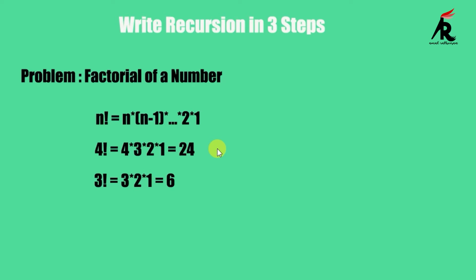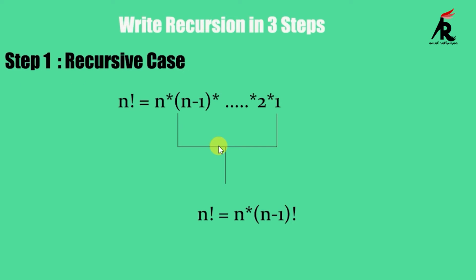So we're going to write the factorial in 3 steps. The first step is the recursive case. We need to find the recursive case to write recursion. In this case we have an equation: n factorial is equal to n into n minus 1 into etc to 1. Then we can change the equation to n factorial is equal to n into (n minus 1) factorial. Actually we are changing this portion into this, n minus 1 factorial. So this is the recursive case.